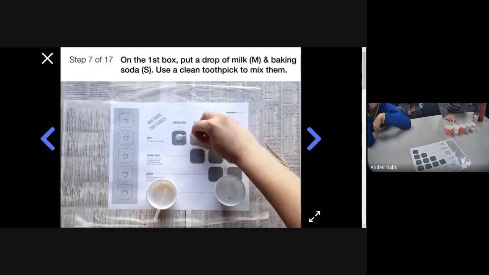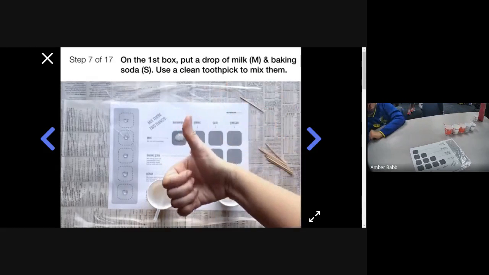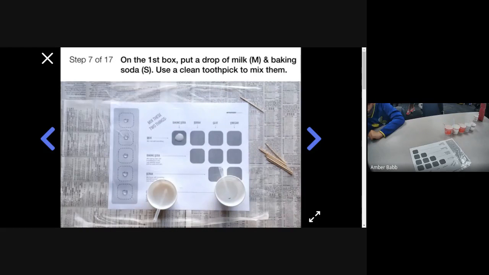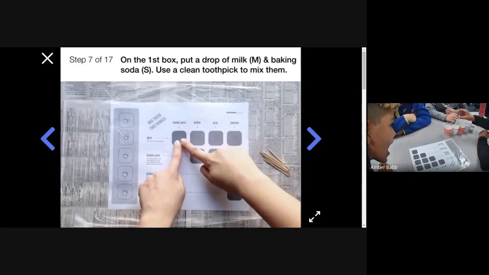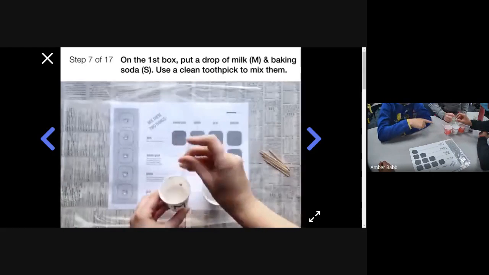Another one. Then use a glue stick to mix them. If you mess up a box, do that test. First box, practice a dropper of milk. Remember, you're measuring. Go down to the line. Milk and baking soda. Is this milk? Milk and baking soda. No, go to the line.